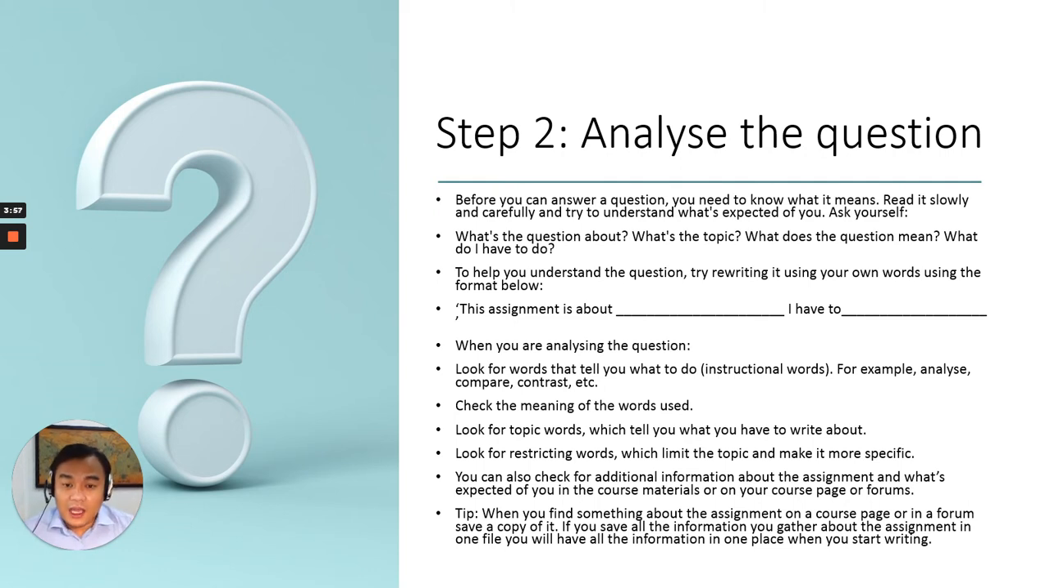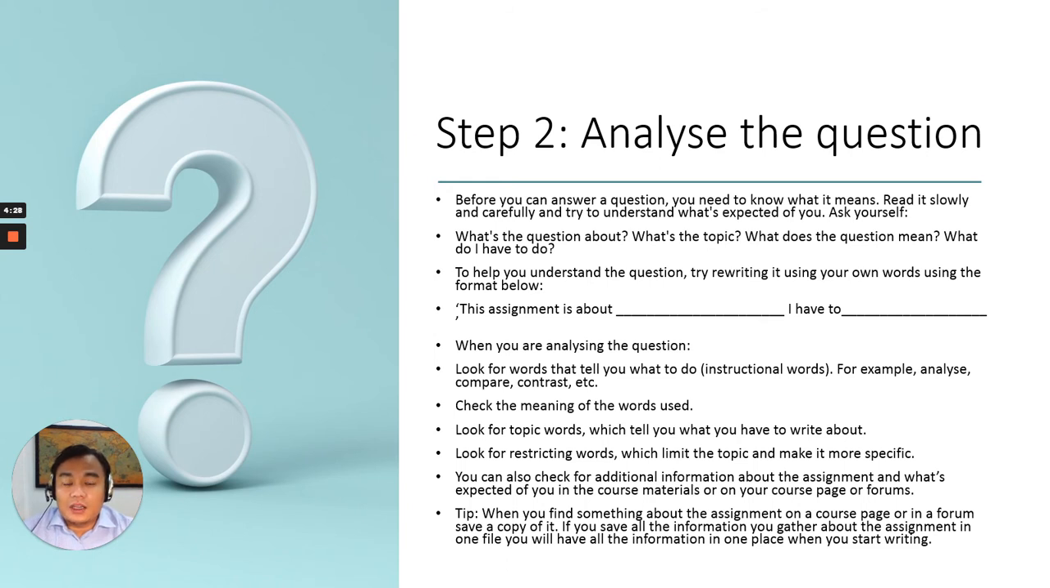When you are analyzing the question, look for keywords that will tell you what to do, or instructional words. For example, analyze, compare, contrast, find, list, define. Check the meaning of the words used. Look for topic words which tell you what you have to write about. Look for restricting words which limit the topic and make it more specific.